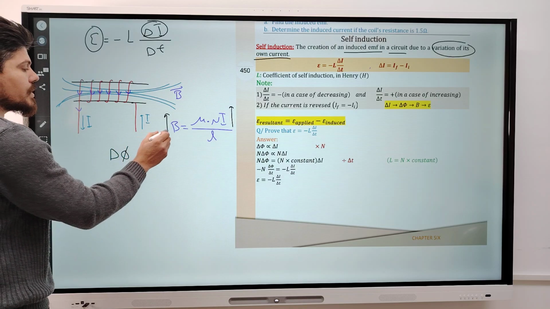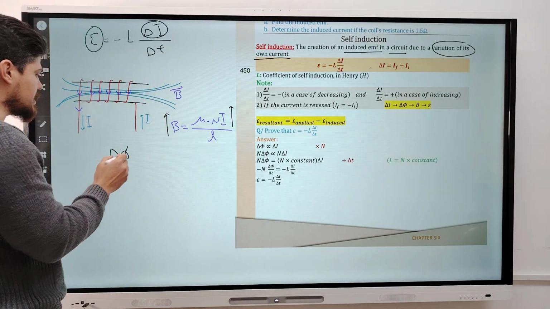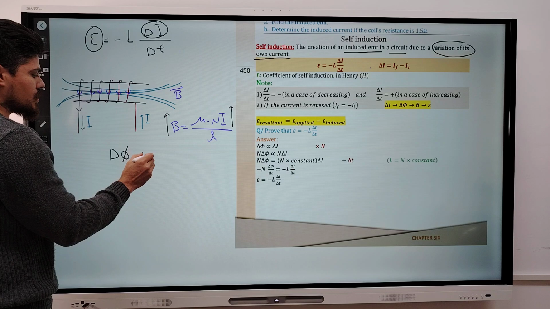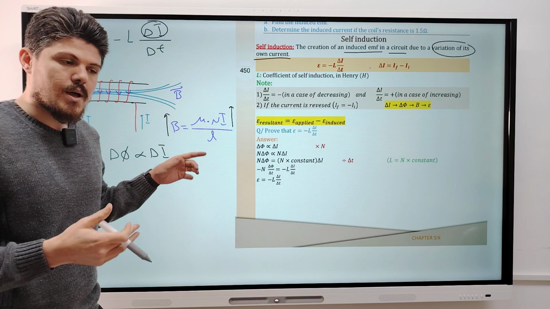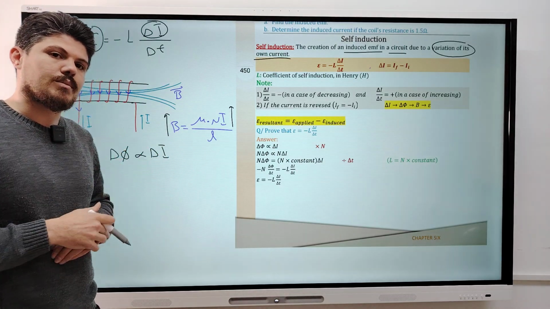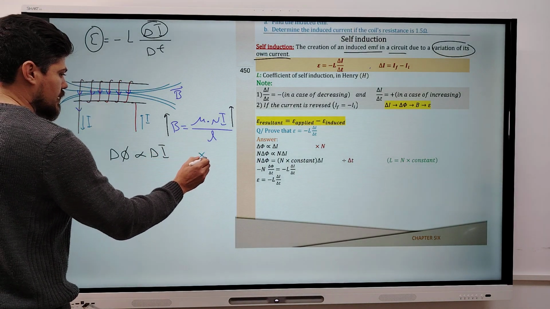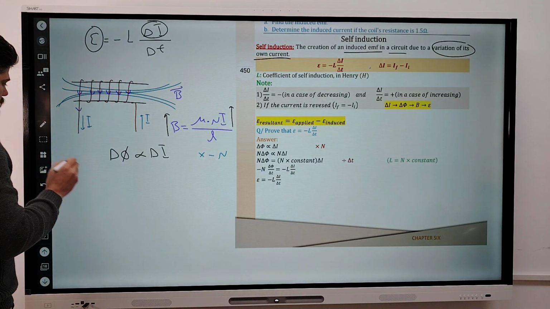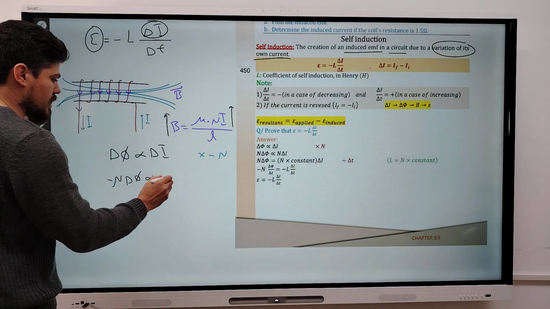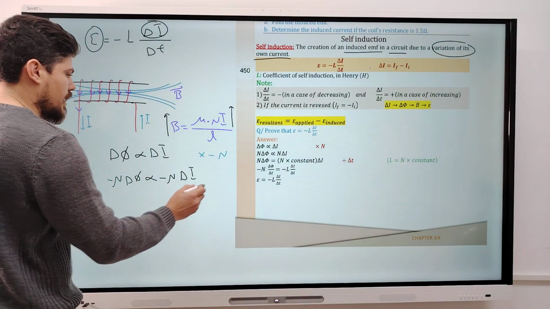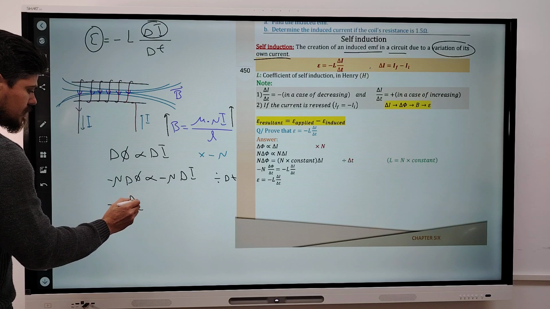So when the magnetic field increases, the change in magnetic flux also increases. So it means that the change in magnetic flux is directly proportional to the change of the current. More change of current, more magnetic field. More magnetic field produces more change in magnetic flux. So if we multiply both sides by negative N, the equation becomes like that: negative N flux is directly proportional to negative N delta I. And if you divide both sides by t, it becomes negative N change in flux.